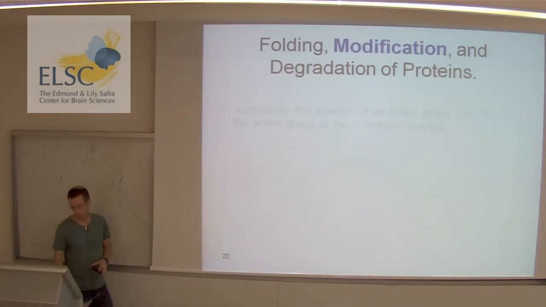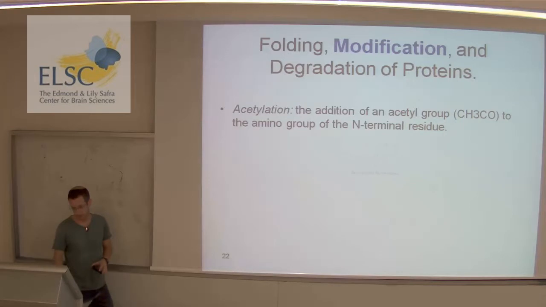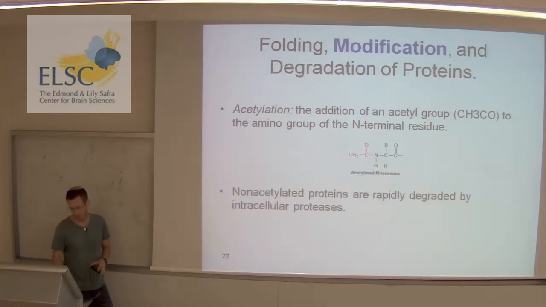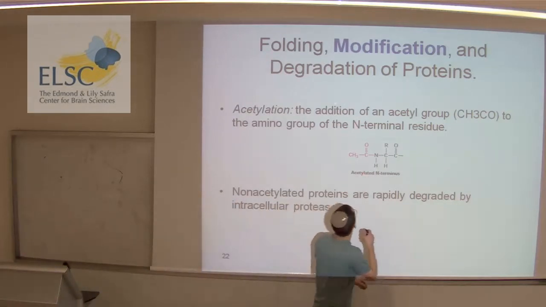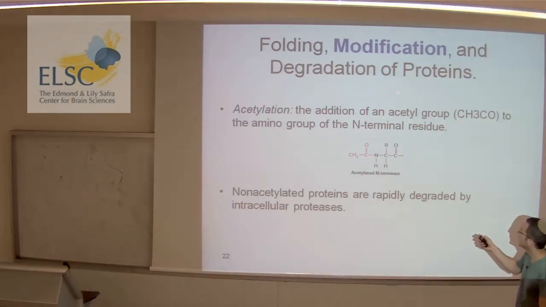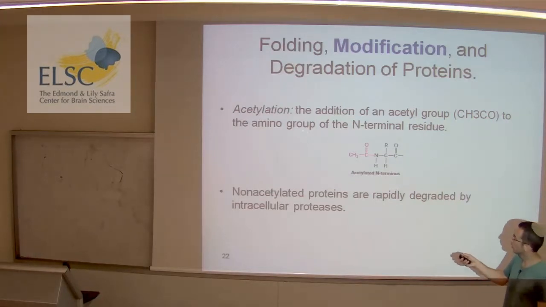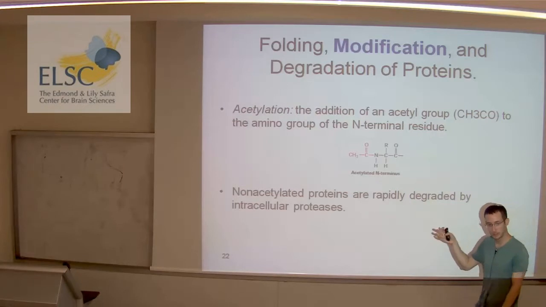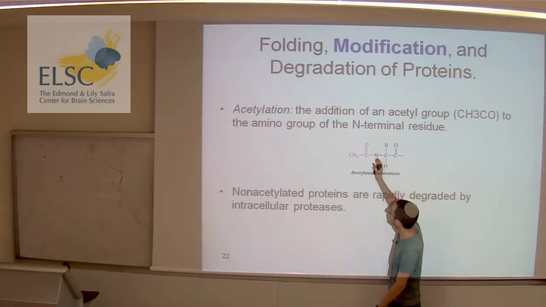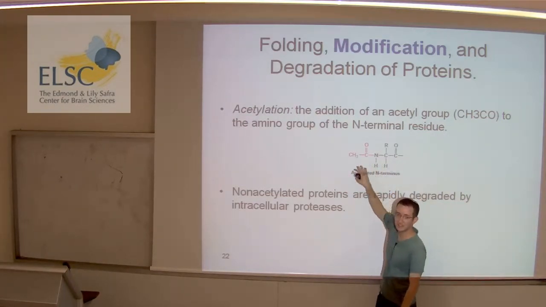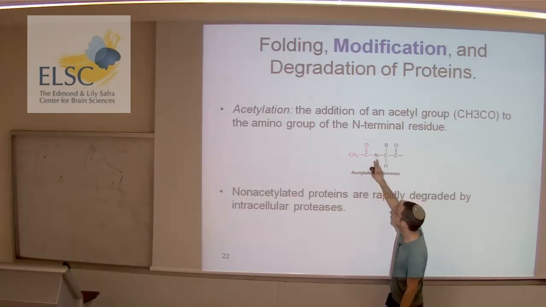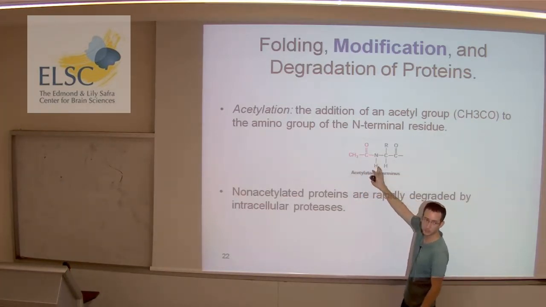And the most common modification that's found in the cell is called acetylation. Acetylation is an addition of an acetyl group, which is this chemical group, to the amino group of the N-terminal residue. Again, we're talking about the N-terminal of the protein. This is the N-terminal, and this is how an acetylated N-terminal looks. We just added an acetyl group to the N-terminal of the polypeptide.